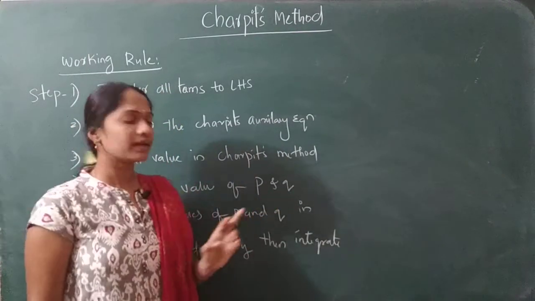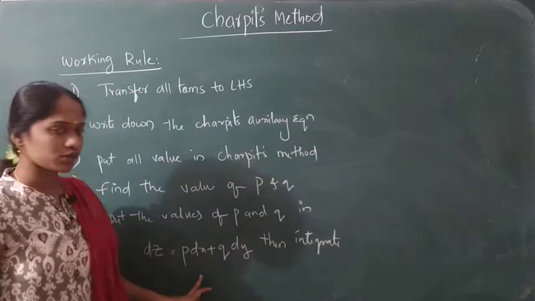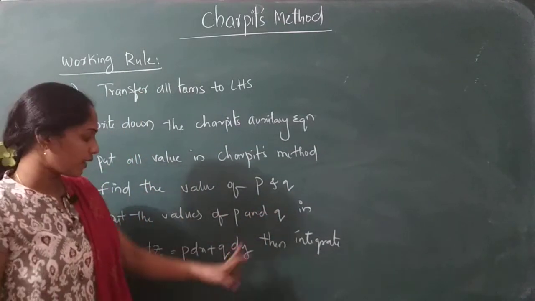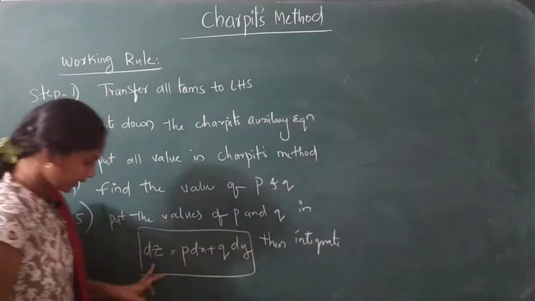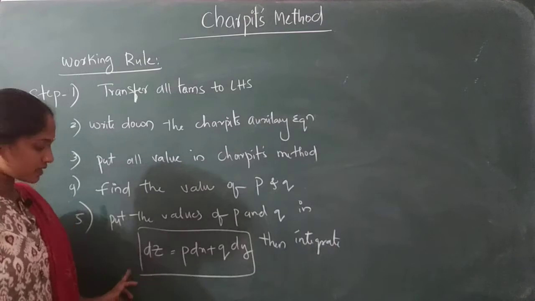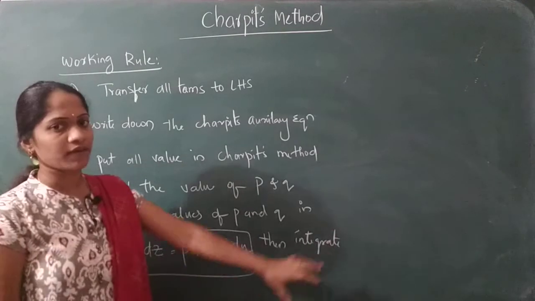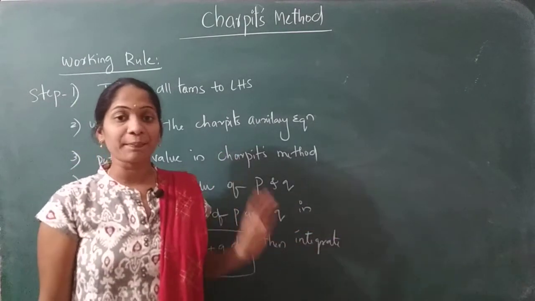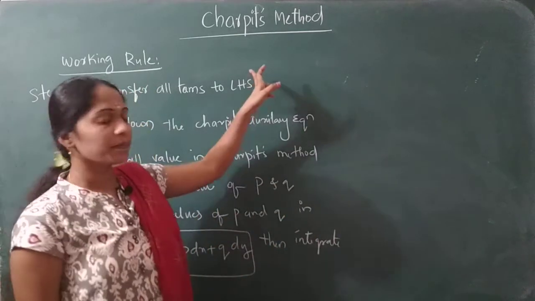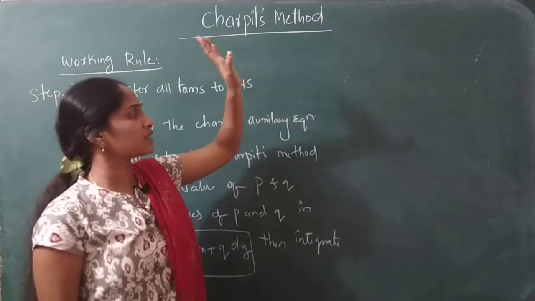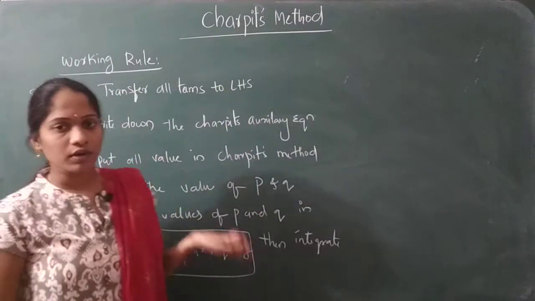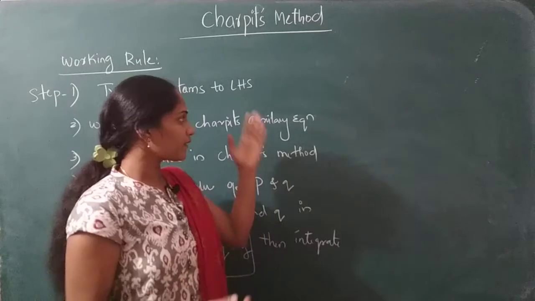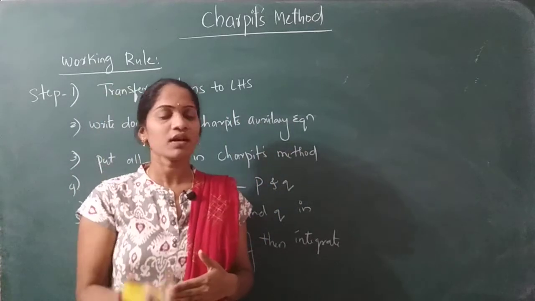Then after finding the p comma q values, you have to substitute them in this equation and then integrate. After integrating, the integral and differentiation will cancel, and you get z equal to something. That is your complete solution of the given PDE by using Charpit's method. You have to remember these 5 steps to find the complete solution of the given PDE.